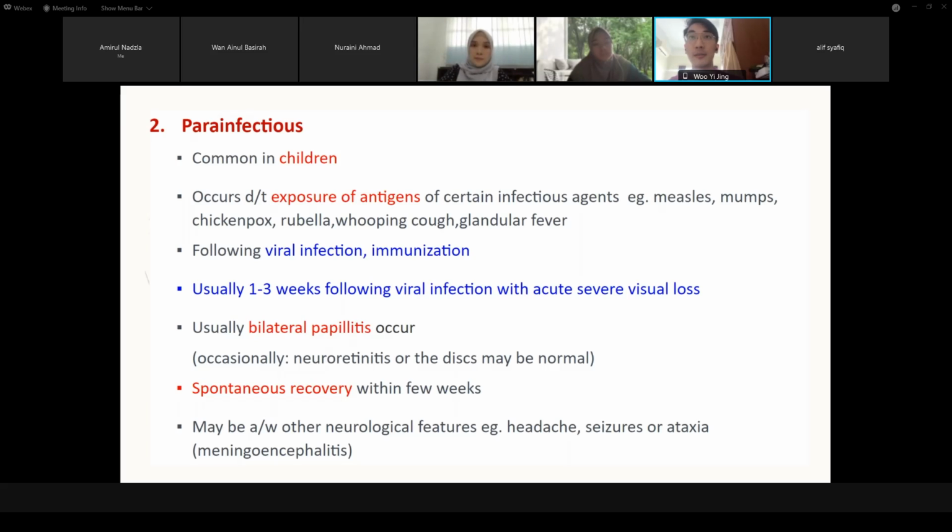As we discussed just now, papillitis is the most common kind of optic neuritis in children, and para-infectious is the cause. There is spontaneous recovery within a few weeks after getting bilateral papillitis. It may be associated with other neurological features such as headache, seizures, or ataxia, which commonly happen in meningoencephalitis.